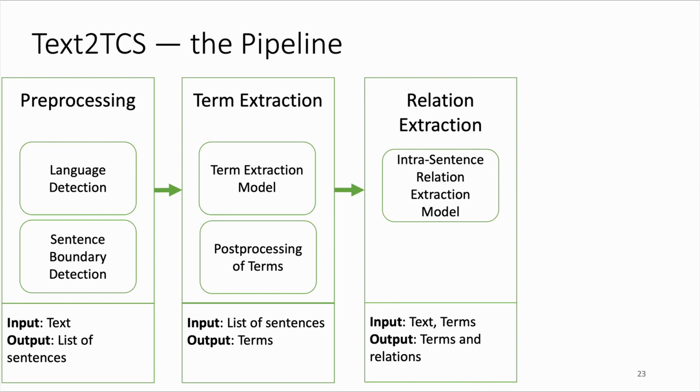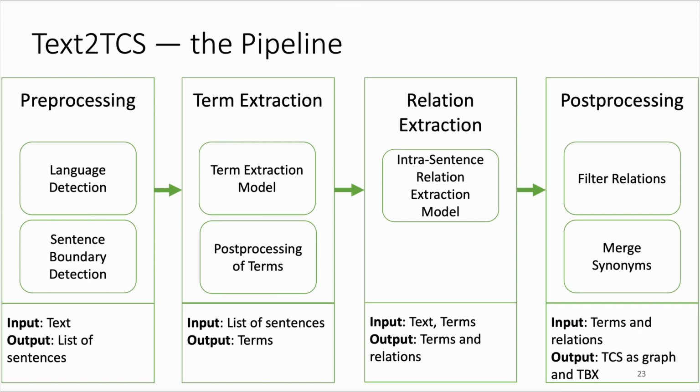Then thirdly, relations are extracted based on the term pairs per sentence. And as a last step, we do some post-processing where we filter out certain relations and we merge synonymous relations into concepts and map the relations, which before were just identified between terms, to a concept level. So what are the results?